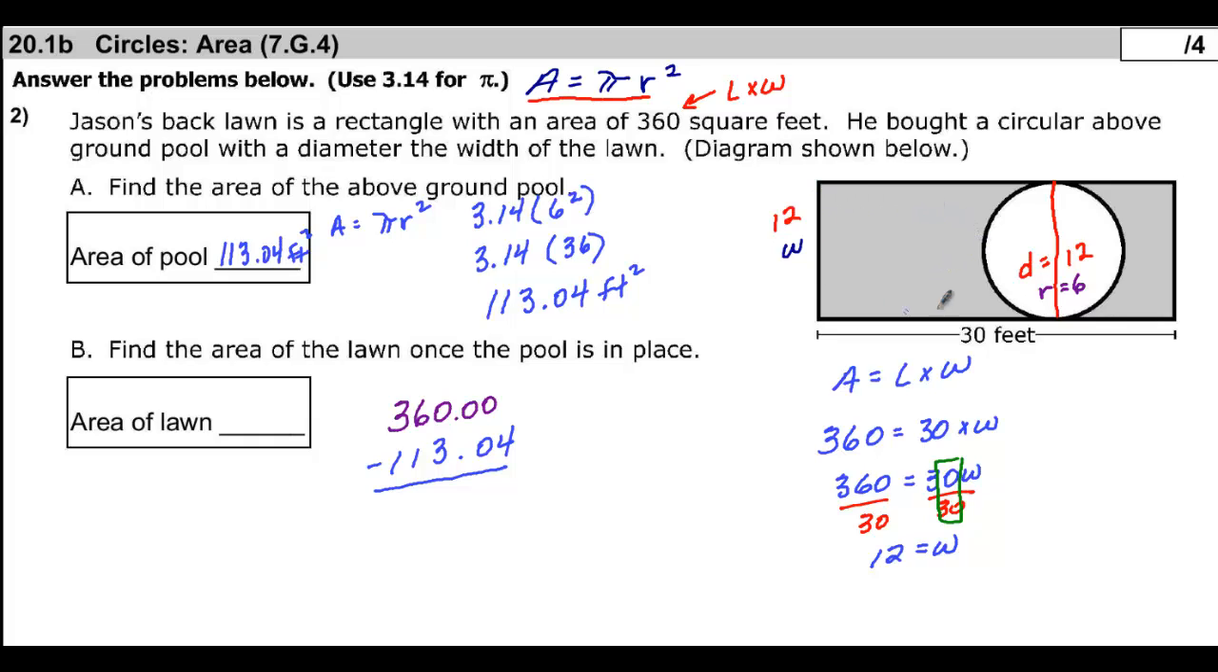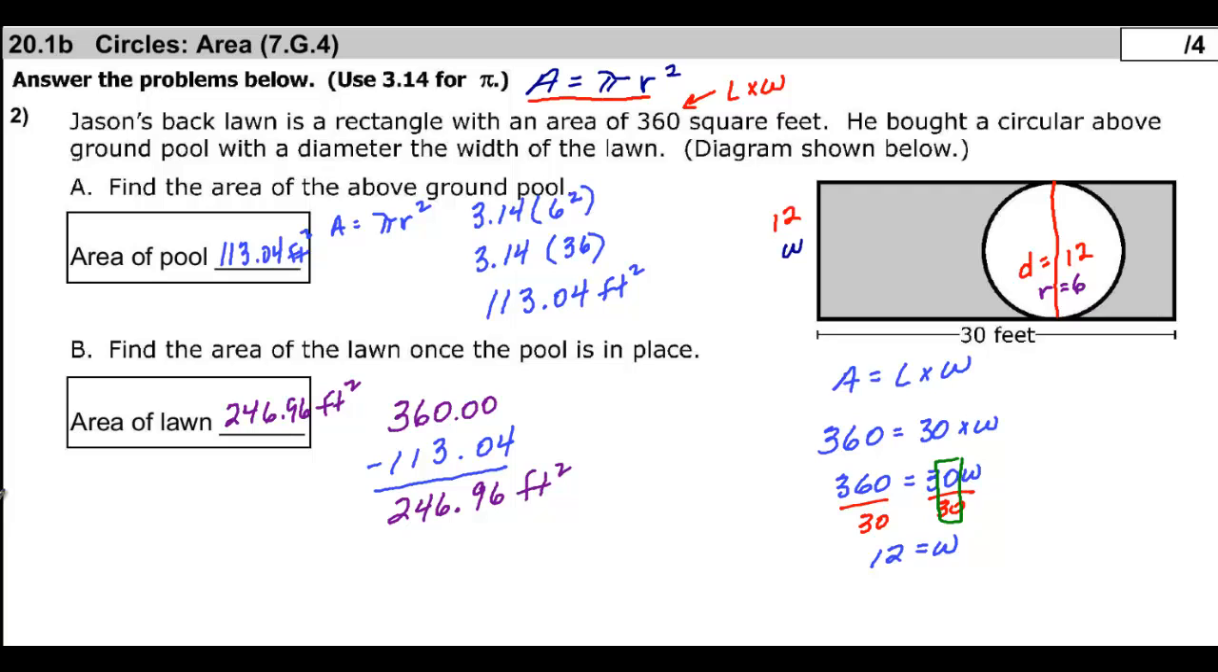We had the original rectangle. We put the pool on top of it. It covered some of it up. If it's covering some of it up, that means it's taking away lawn, which makes it a subtraction problem. And the answer is 246.96 square feet. So that's your work for question number 2.